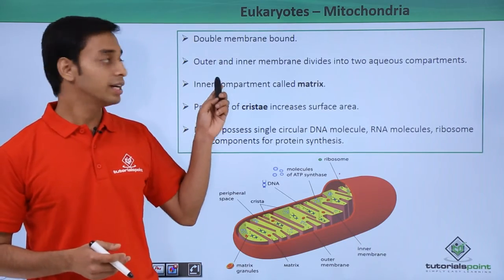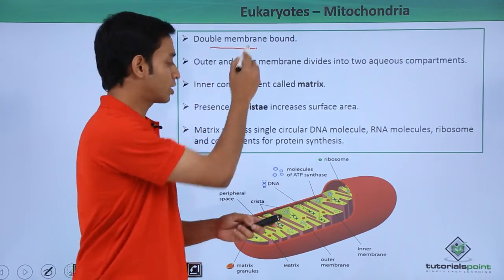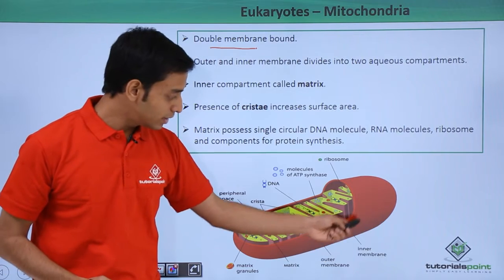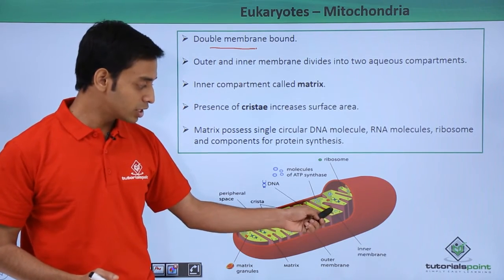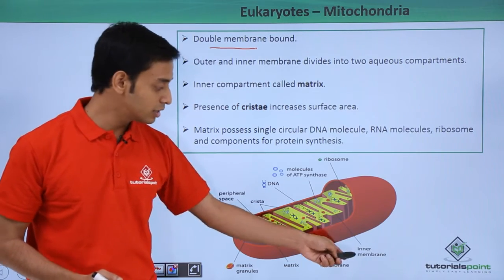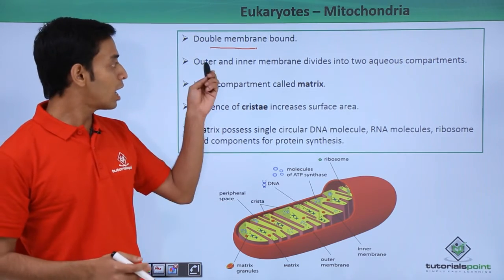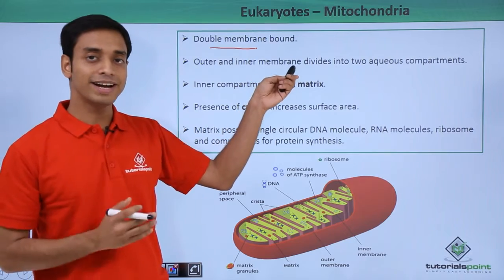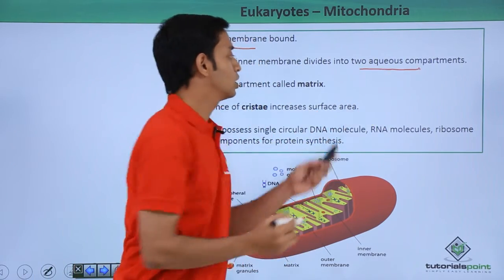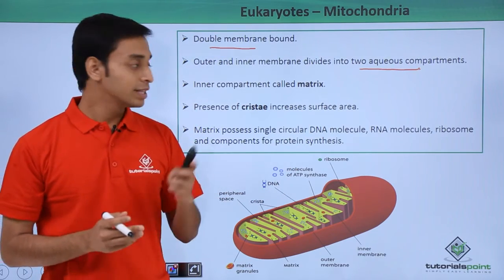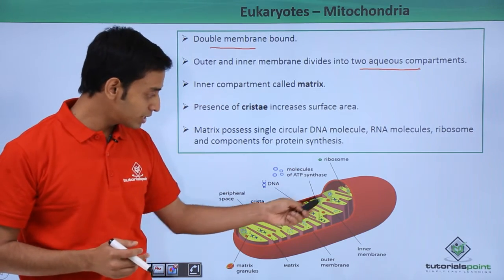Now the mitochondria are double membrane bound structures. So there are two membranes. The reddish portion we are seeing is the outer membrane, and there is an inner membrane which is quite a dark pinkish in color. This is the inner membrane. So the outer and the inner membrane divide the whole mitochondrial structure into two aqueous compartments. So what are the two compartments? The inner compartment is called the matrix, as you can see over here.